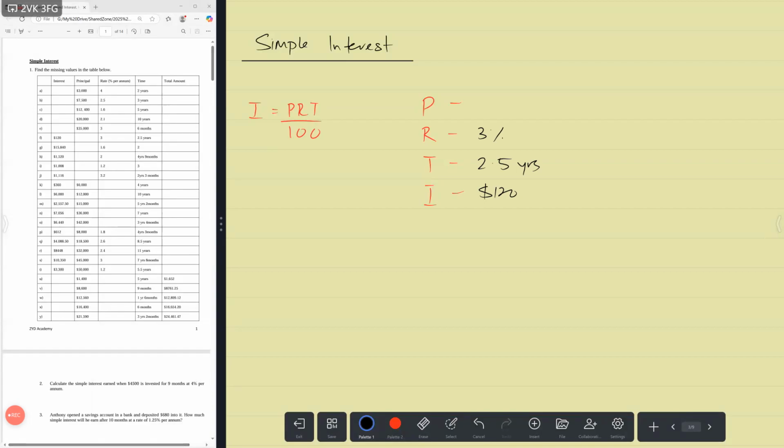Okay, no problem. Because the formula is there, I equals PRT over 100. You have all these missing values. What we're going to do is substitute all the values inside the formula first. So I got 120 equals P times (R is 3% and time is 2.5), the whole thing divided by 100.